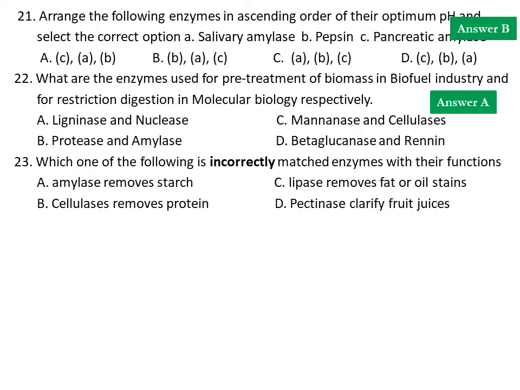Question number 23. Which one of the following is an incorrectly matched enzyme with its function? A. Amylase removes starch. B. Cellulase removes protein. C. Lipase removes fat and oil stains. D. Pectinase clarifies fruit juice. So the answer should be B, the incorrect one. Cellulase removes cellulose material, not protein.